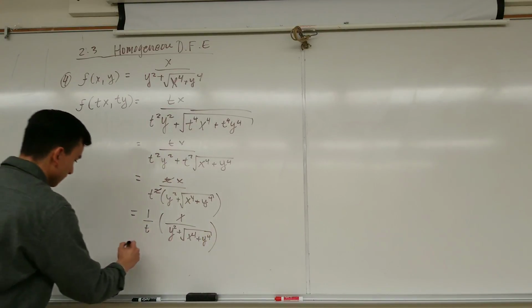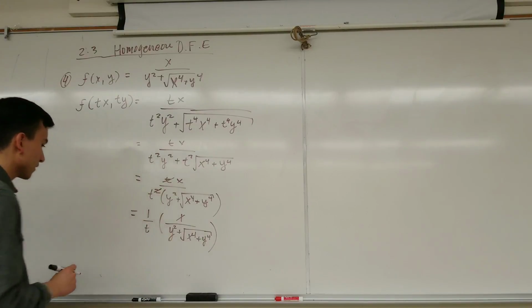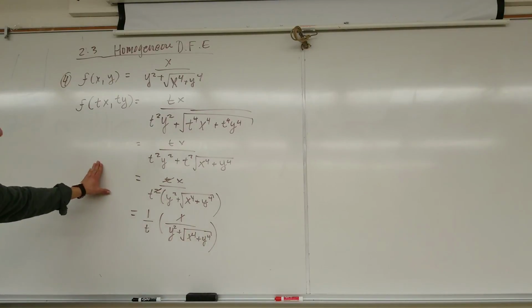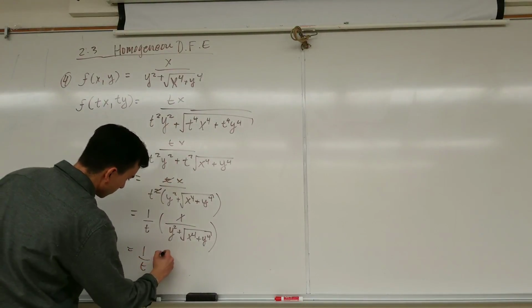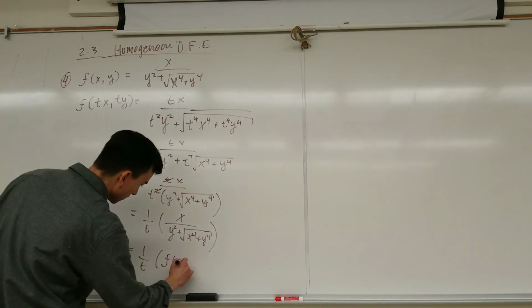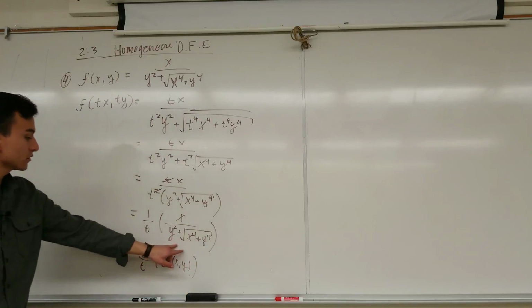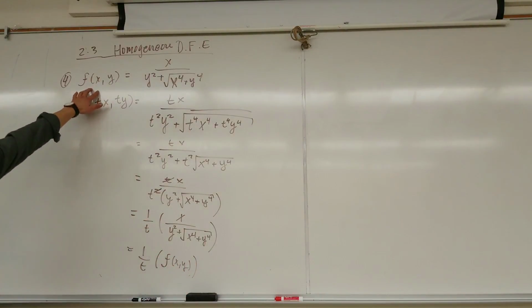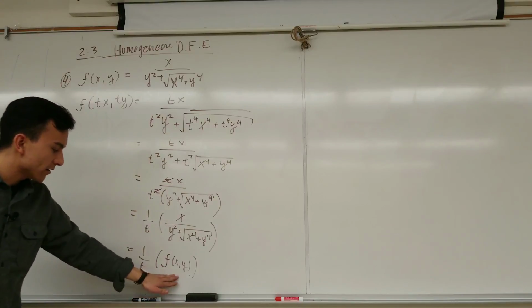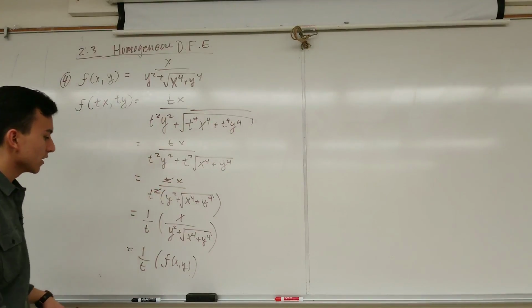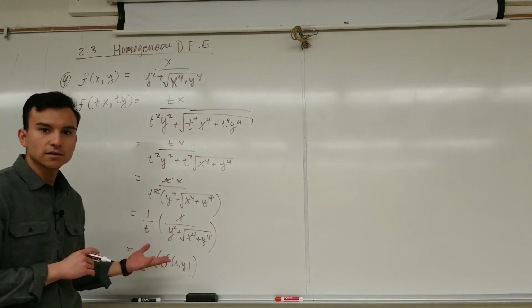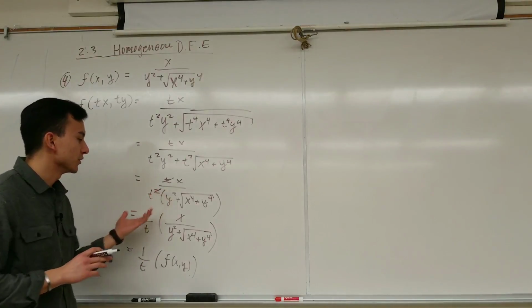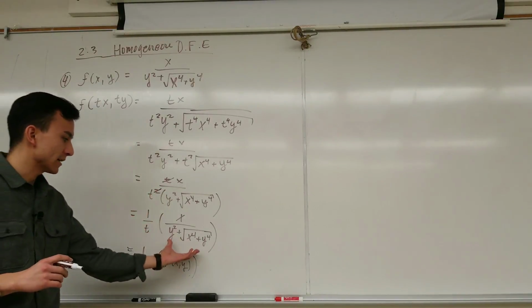Okay, so what we have here is this. Basically what we have is, because this was our function that we started off with, this is f of x, y. So we got that, so check. It is a homogeneous function because there was no t's still left in there. We were able to factor them out, reduce them, and we got our function back.